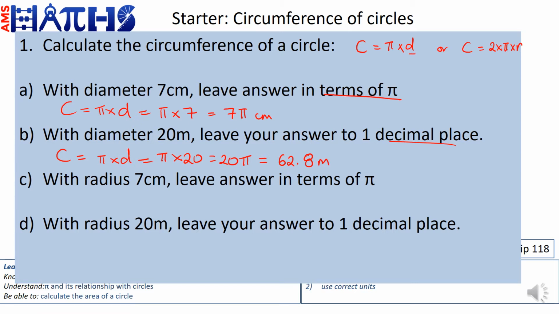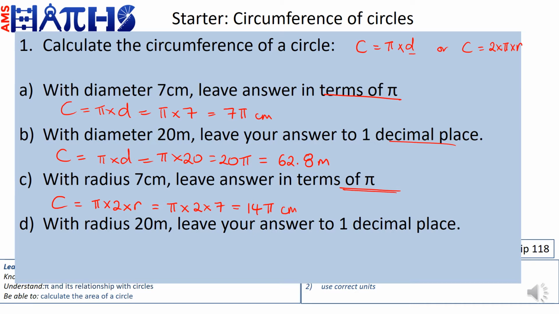Next question, we need to find the circumference with the radius being 7 centimeters. So we're going to use C is equal to 2 times pi times the radius, which is equal to pi times 2 times 7, and that is going to be 14 pi. Because we need to leave our answer in terms of pi, we don't need to change it, so we leave it and write our units to be centimeters.